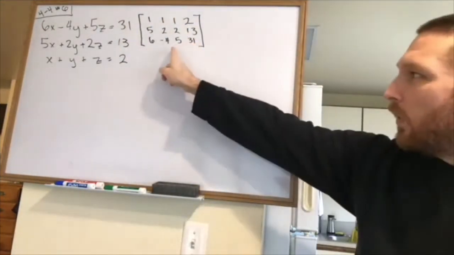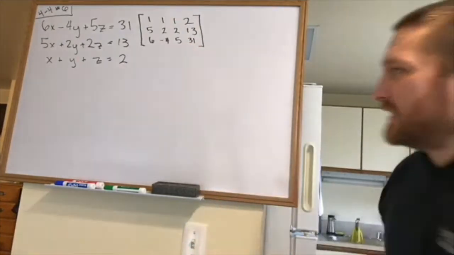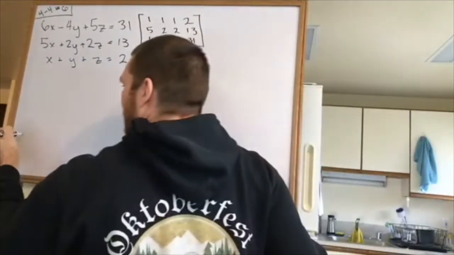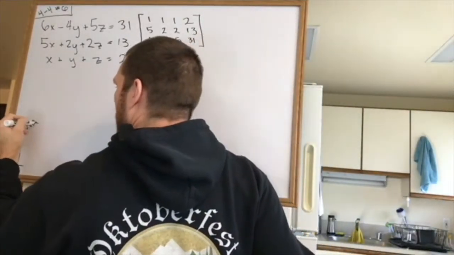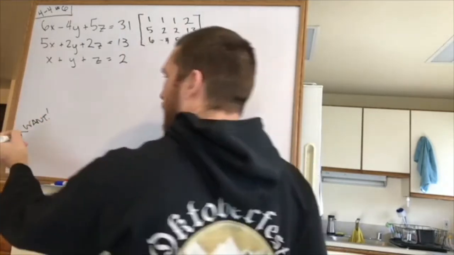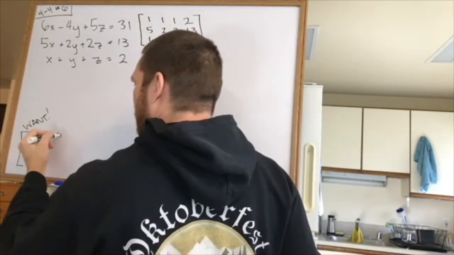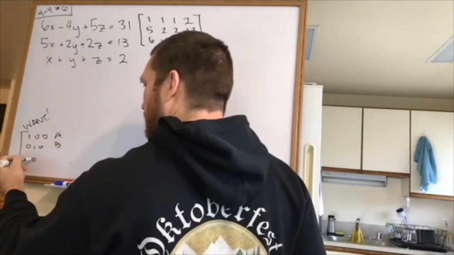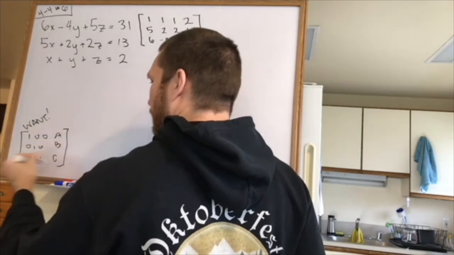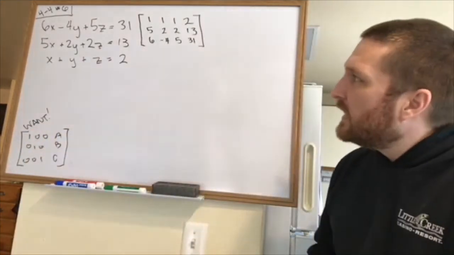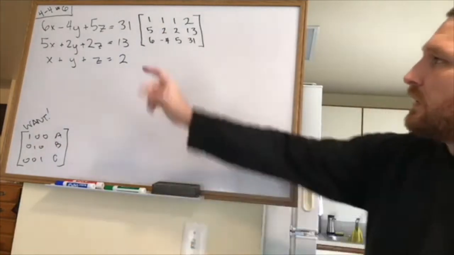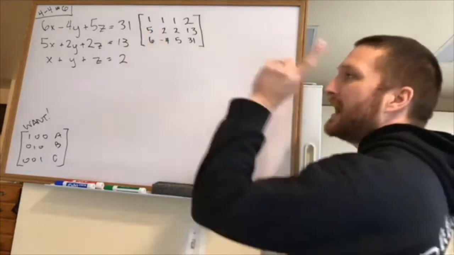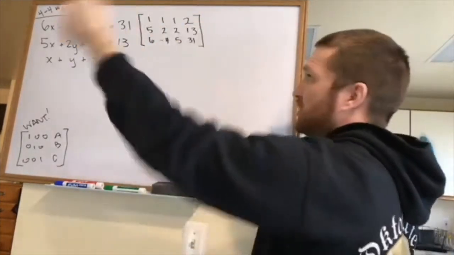Now, thinking about my goal, what I want out of this is x by itself, y by itself, and z by itself. So in the end, I want a 1, 0, 0, some number, 0, 1, 0, some number, 0, 0, 1, some other number. That is my goal. And so the first thing I'm going to do is kill these 2 numbers. In other words, I have a leading 1. Check, we're good to go.